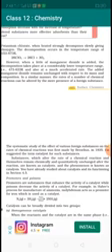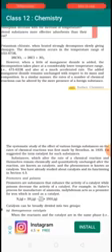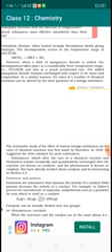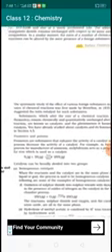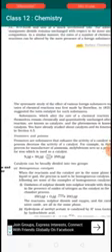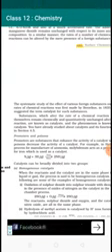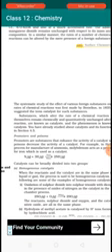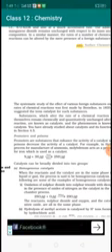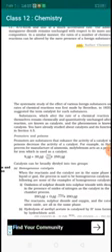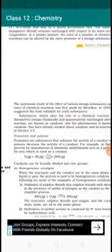Based on the nature, we can classify catalysts into two types: the first is the homogeneous catalyst and the other is the heterogeneous catalyst. As we know, homo means equal, so when the reactant and the catalyst are in the same phase, the process is said to be homogeneous catalysis. That means the reactant state, the product state and the catalyst state are all equal, then it is called a homogeneous catalyst.